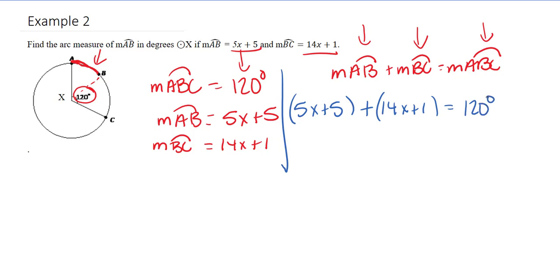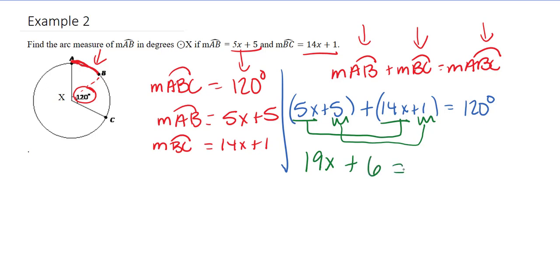Now let's simplify on the left-hand side because we know 5x and 14x can be combined, and we know this 5 and 1 can be combined. So we're going to add like terms. 5x plus 14x just means we're adding up the numbers. So 5 plus 14 is 19x. Then we add these together: 5 plus 1, so that's just 6, which is equal to 120.